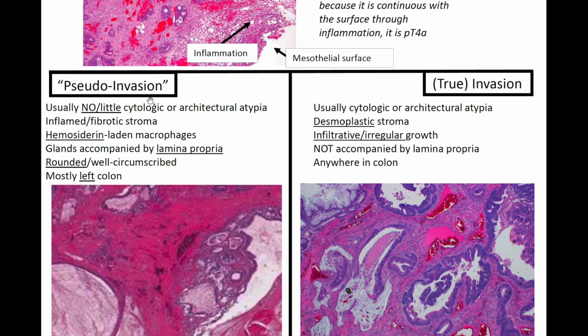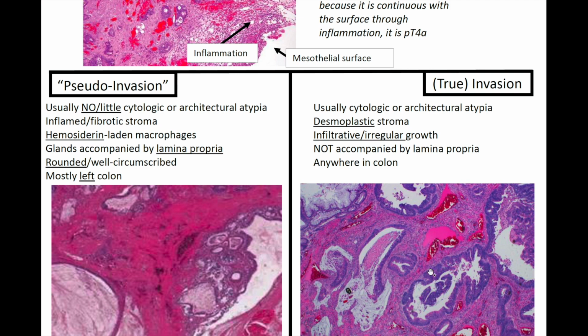Rounded and well circumscribed, and mostly occurs in the left colon. So it looks like invasion, but it's not quite invasion. So true invasion is usually going to have cytologic or architectural atypia with that desmoplastic stroma and an infiltrative or irregular growth pattern, and it's not accompanied by lamina propria. And this can occur anywhere in the colon.